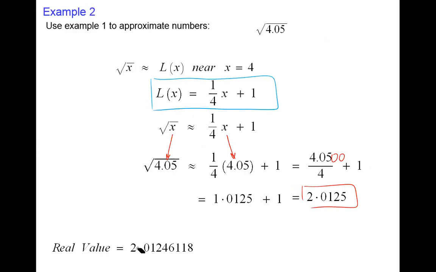2.0125, 2.01246. If I round, it's the same. That means quite a good approximation. That we can see the linearization works.